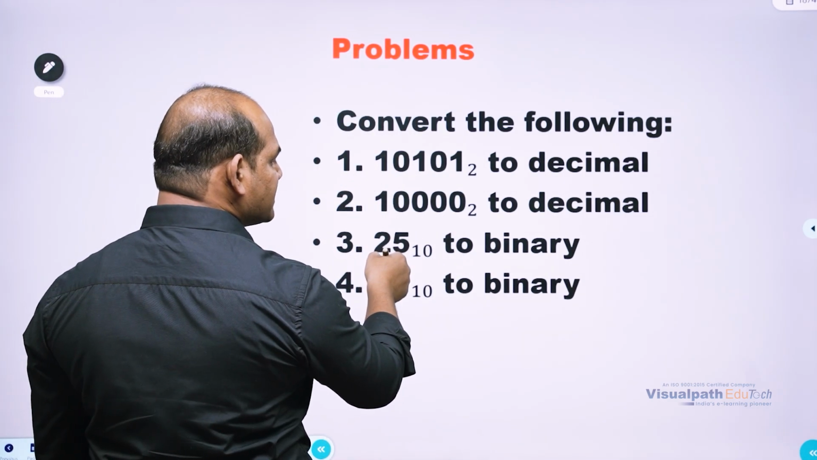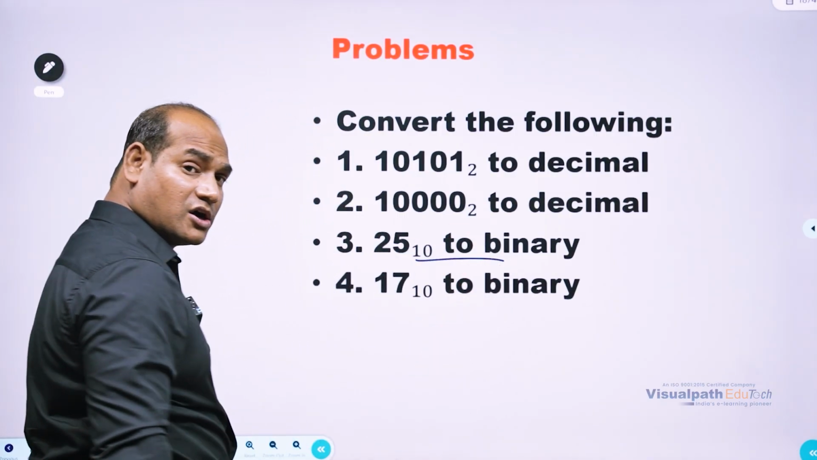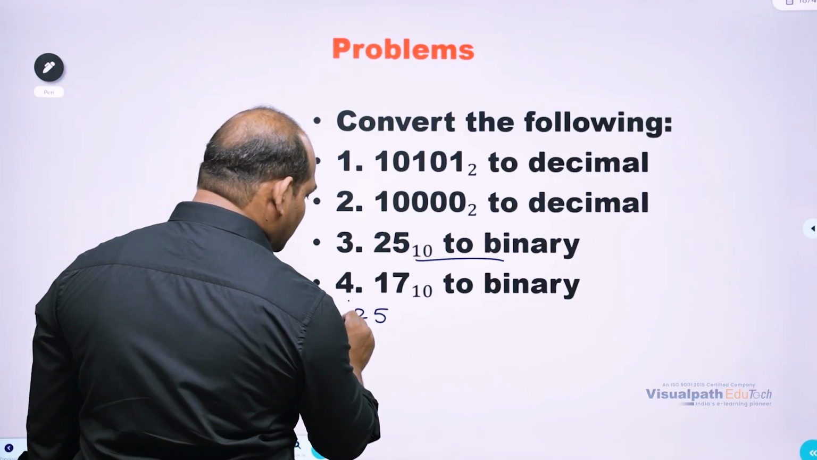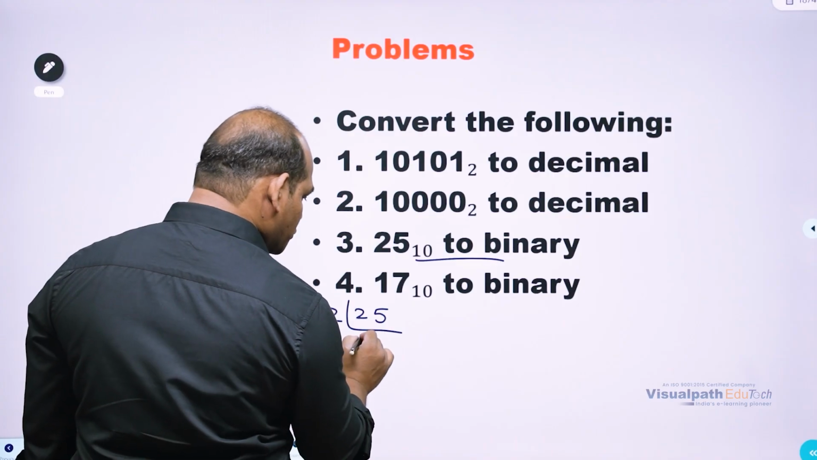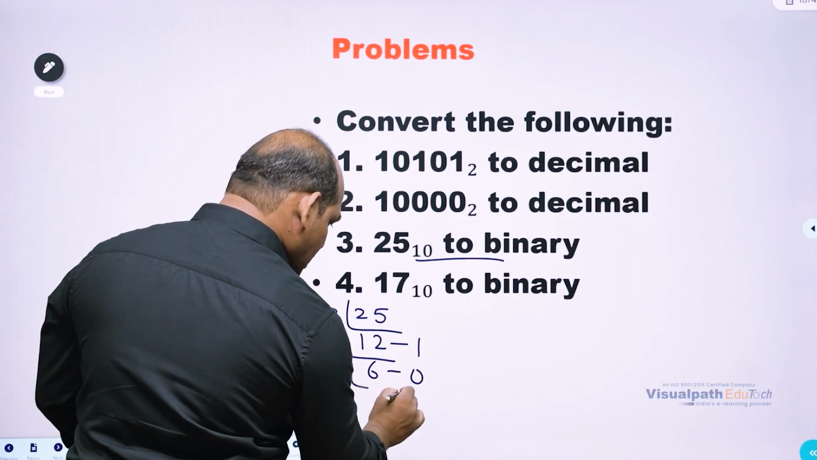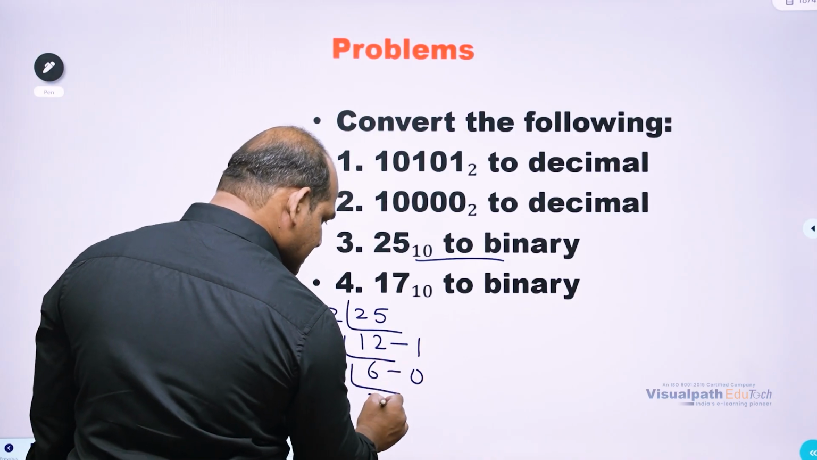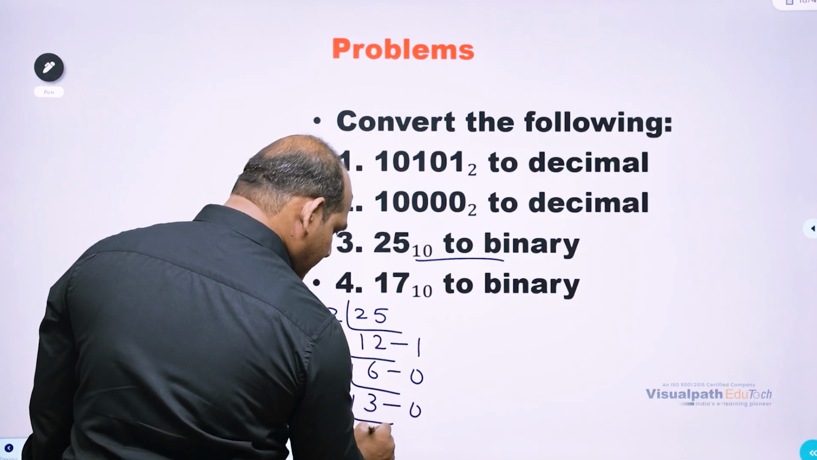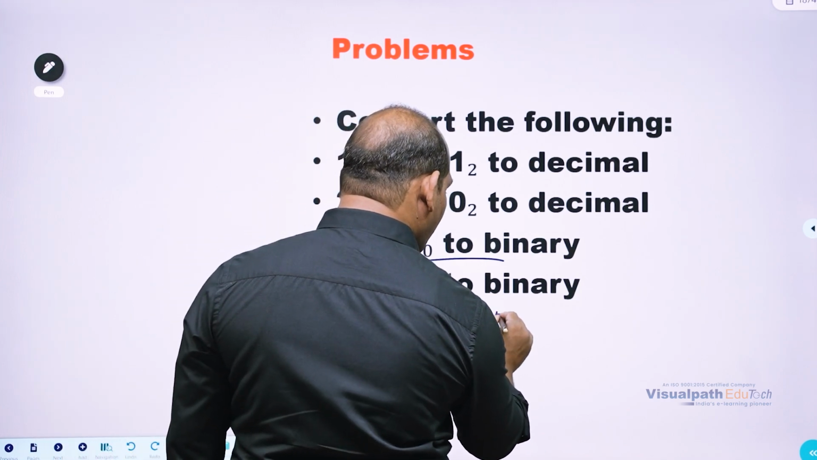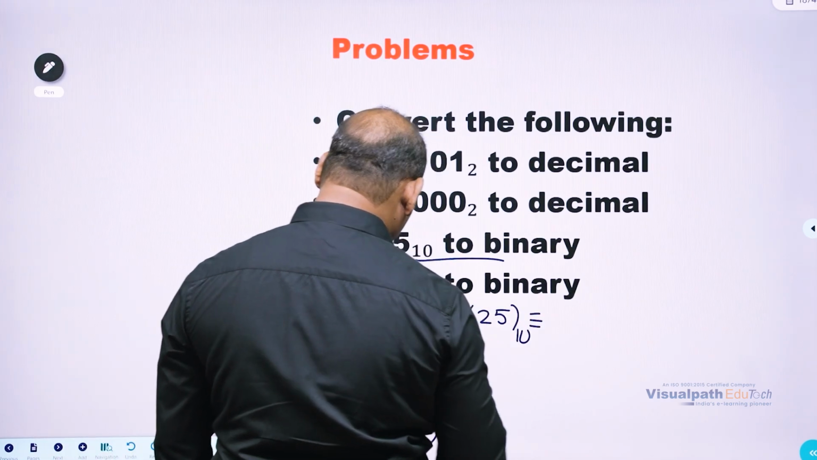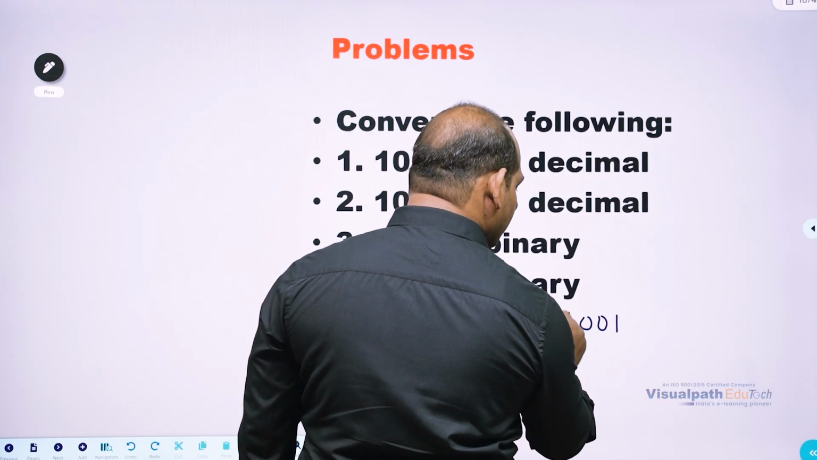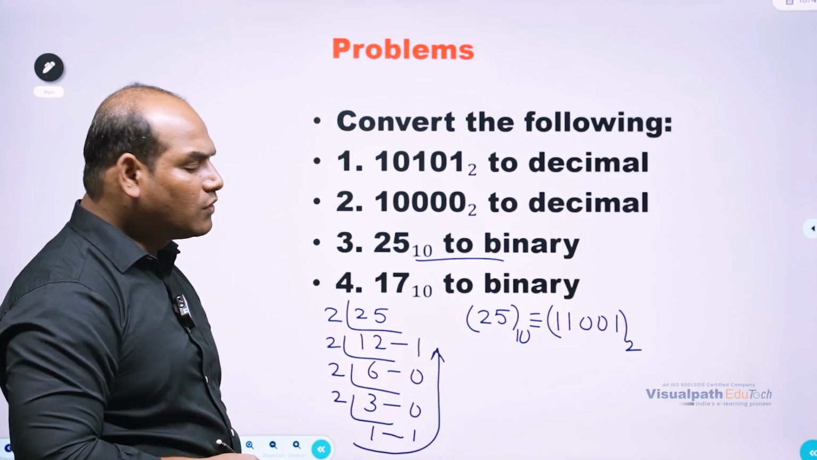That is, 25 in decimal is to be converted into binary. What is the procedure we have to follow? Division procedure. So 25 is to be divided by 2. 2 12s are 24, remainder is 1. Then 2 6s are 12, remainder is 0. And 2 3s are 6, remainder is 0. And here 2 1s are 2, remainder is 1. So we have to write from bottom to top. What will you get here? 25 in decimal is equivalent to 11001 in binary. So like this we are able to convert decimal to binary.